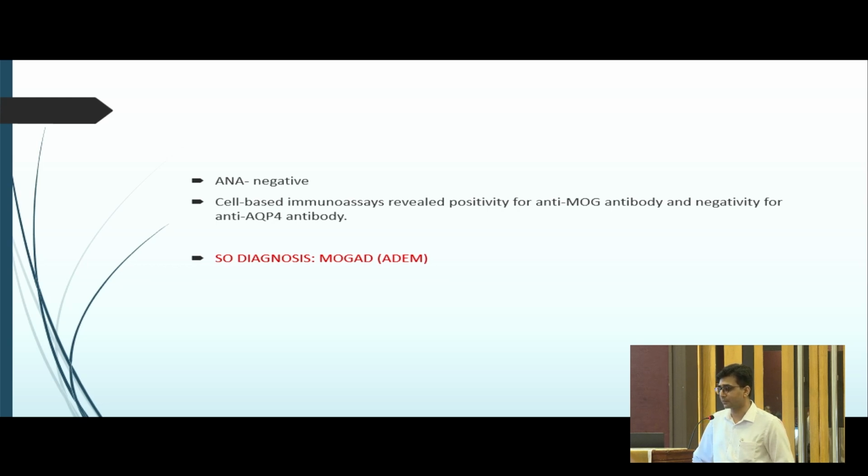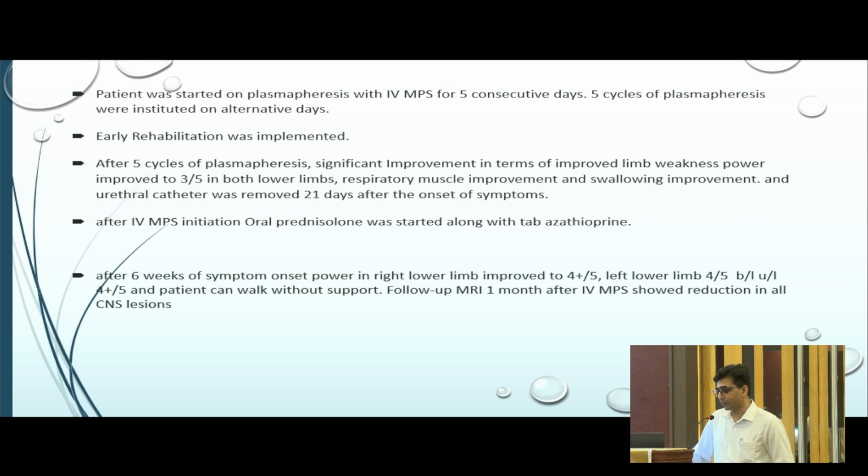So the diagnosis was MOGAD, that is myelin oligodendrocyte glycoprotein antibody-associated disease, and it was presented as ADEM. For treatment, we started plasmapheresis along with IV MPS for 5 consecutive days, with 5 cycles of plasmapheresis instituted on alternate days.